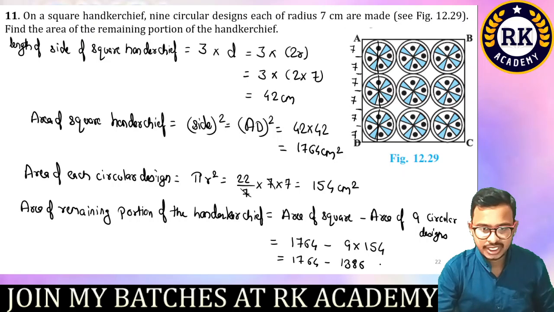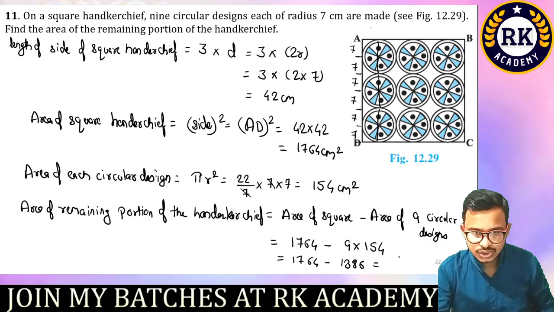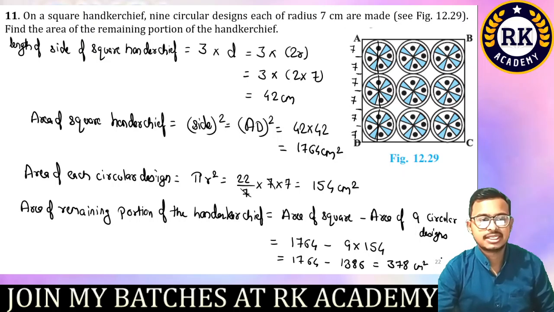Finally, what area do we get? Let us find the remaining portion now by subtracting it. So it will come, I guess, 378 centimeter square. This should be your answer.